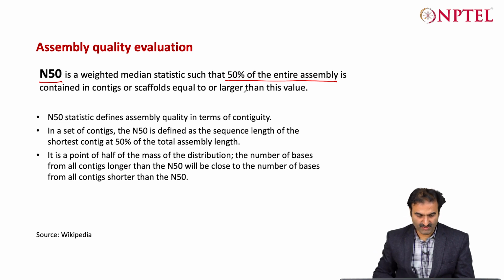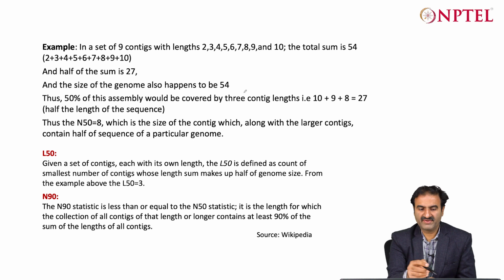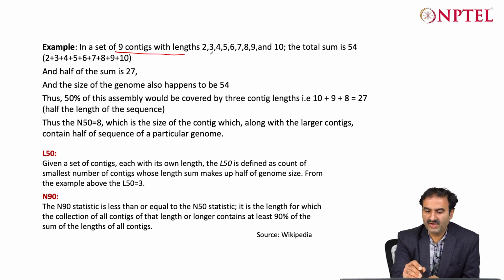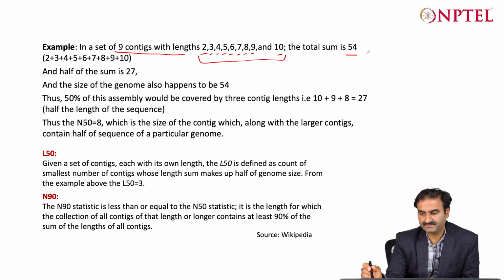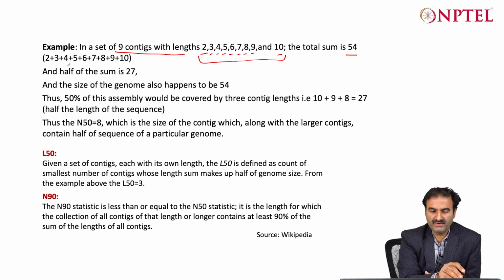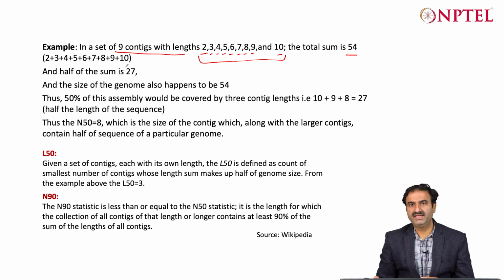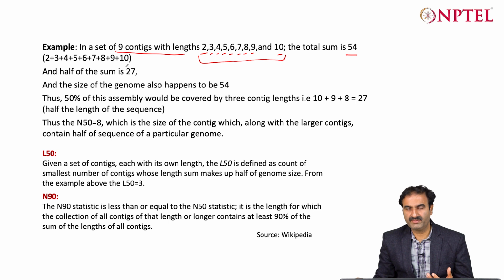To make it clearer with an example, say there were 9 contigs in an assembly of length 2 kb, 3 kb, 4 kb, 5 kb, 6 kb, 7 kb, 8 kb, 9 and 10 kb, and together they make a total sum of 54 kb, if I add all these together. And this genome size was also 54 kb. That means you have covered all the genome in the contigs that you have in hand, but still you have contigs and not the proper, contiguous assembly. So you should look at how good your assembly is.